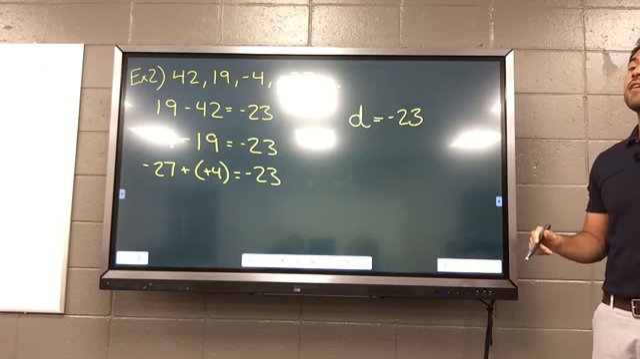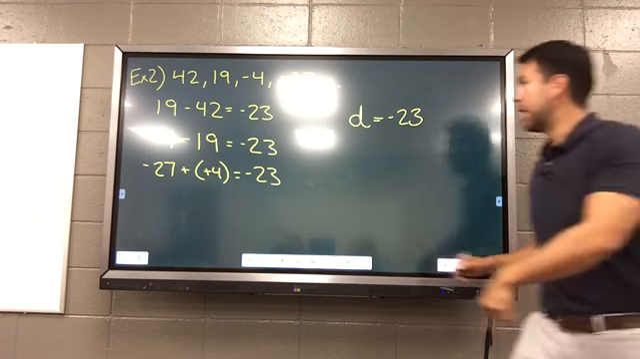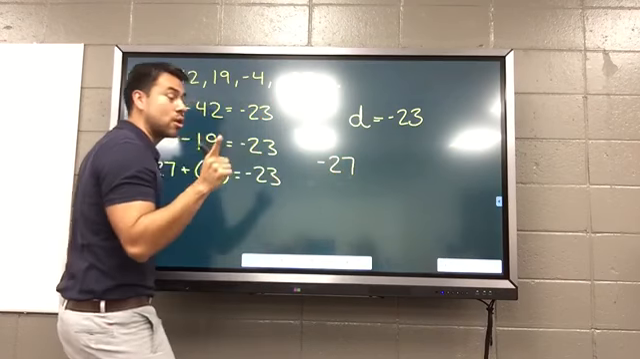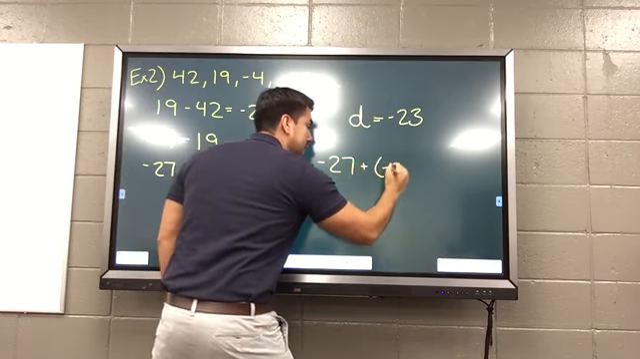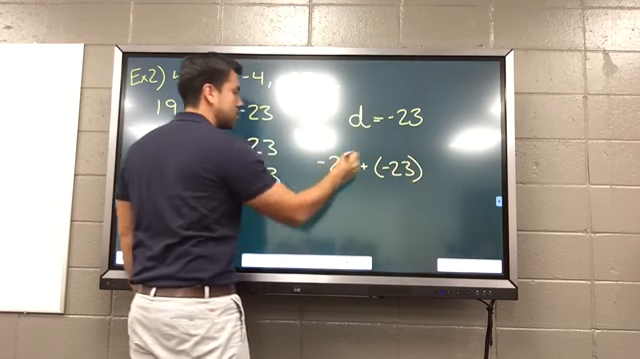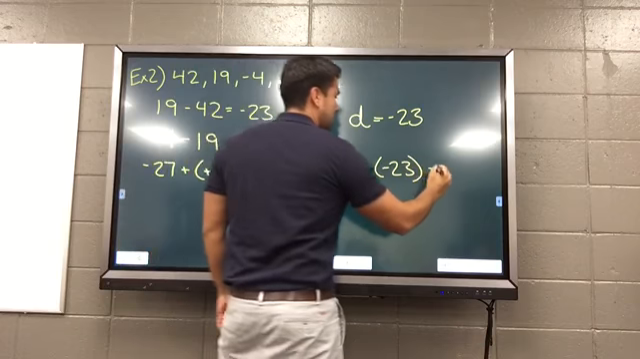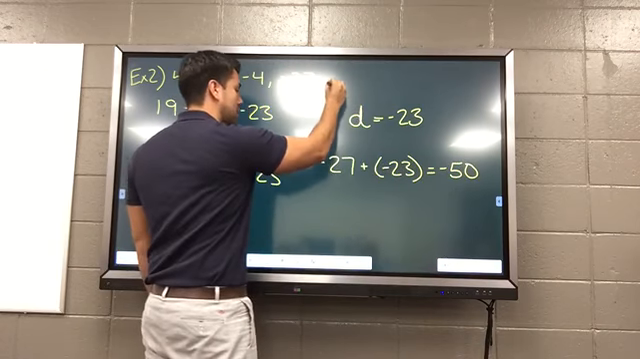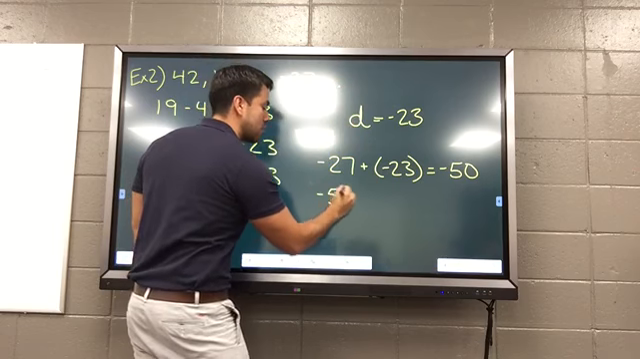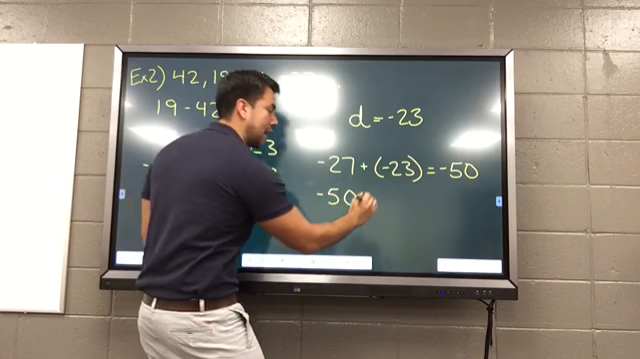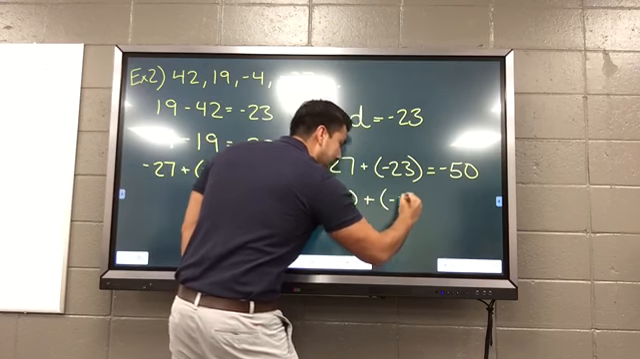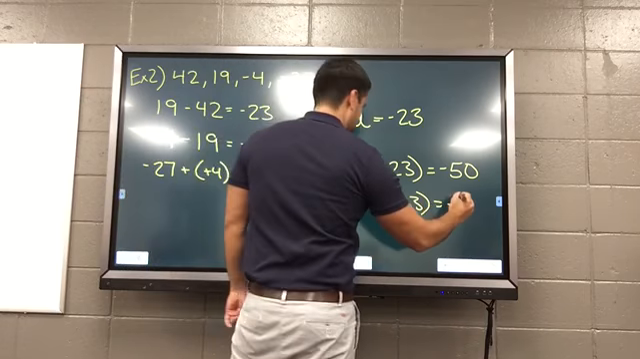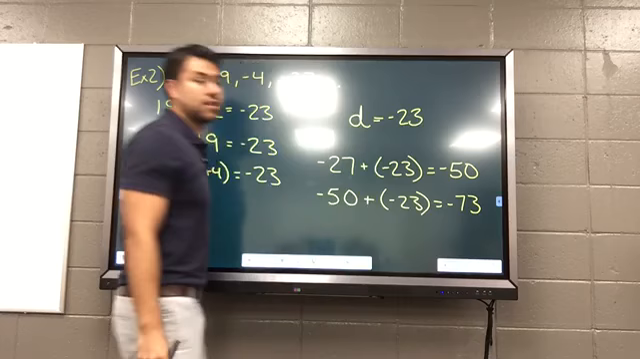But how do I find the next term then? I'm going to take negative 27 and not subtract, but add negative 23. What's negative 27 plus negative 23? Negative 50. So that's the next term up here. How do I find the next term after that? I take negative 50 and I add negative 23. What is that? Negative 73. Negative 73. And go ahead and find the next 2.